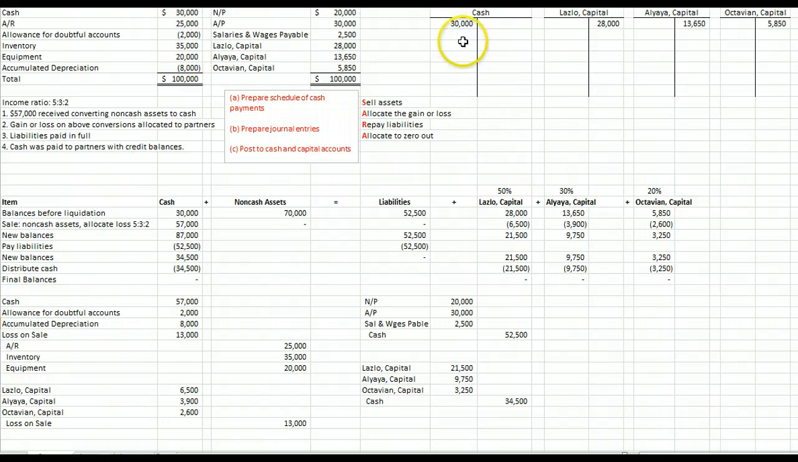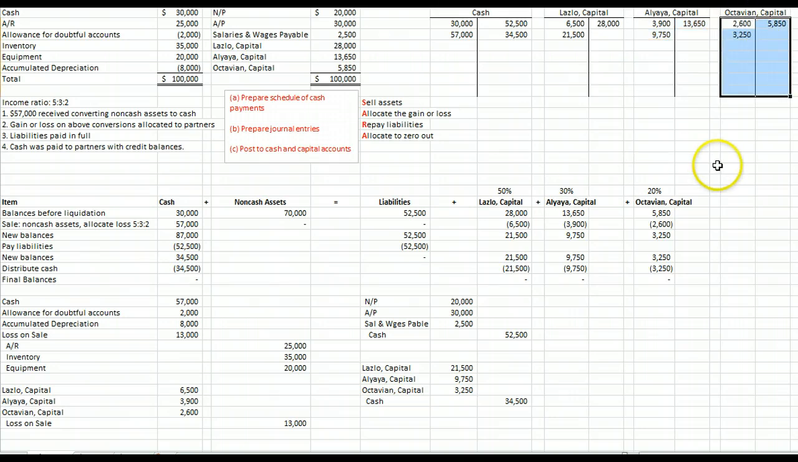Then all we have to do is post these various journal entries to the various T accounts, and we see that cash zeroes out. We post these journal entries to the partnership accounts, and they're going to zero out as well. So this is our beginning cash. This is the cash we got from the sale of the assets. This is the cash we got when we paid off our liabilities. And this is the cash when we distributed it to the various partners.